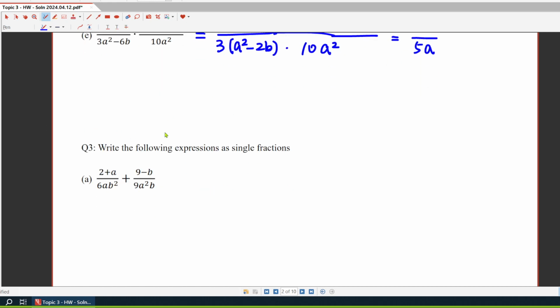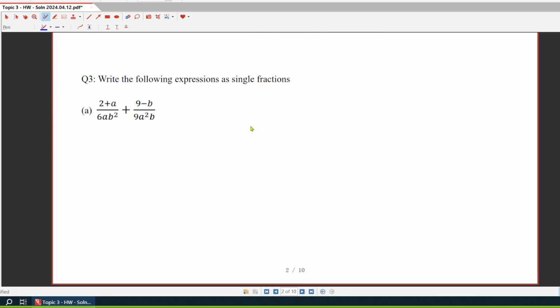Alright, so next, question number 3a. Write the following expression as a single fraction. Okay, so we need to use a common denominator, right? The common denominator is usually the least common multiple of the first and the second denominator. So we can use 18a squared b squared as a common denominator, right? Because 18a squared b squared is the least common multiple of the first and second denominators.